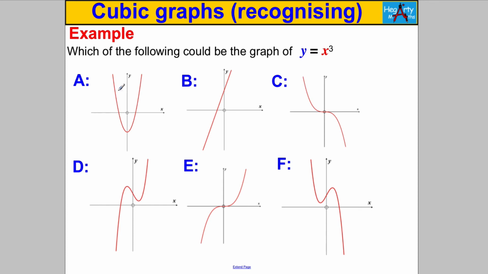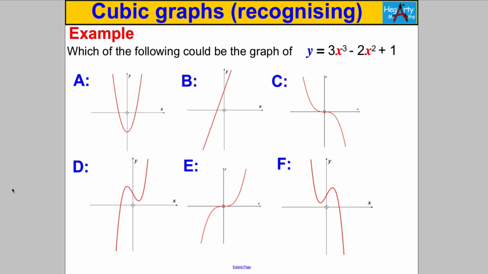Well, it's not that. That looks like a quadratic. It's not that. That's a linear. Could be that, but we should be looking at that and thinking negative x cubed. Could be that, although we know y equals x cubed goes through 0, 0. This one doesn't. This one looks like it's going to do the trick for me. So the answer for this is E. This is the type of thing you need to recognize quickly. Let's have a go at another one.